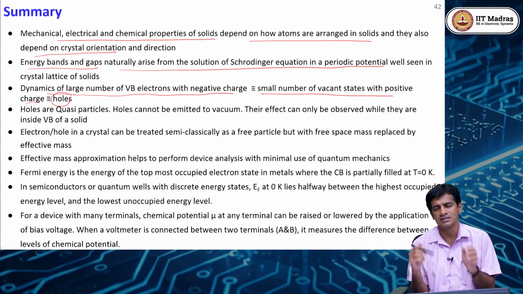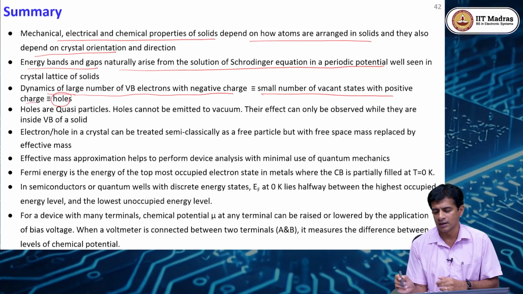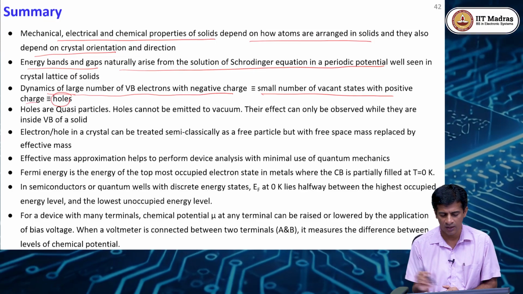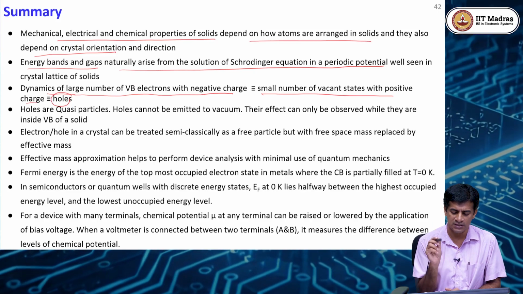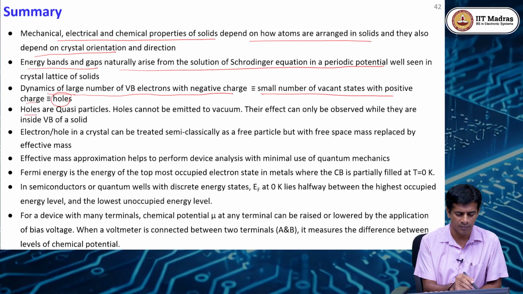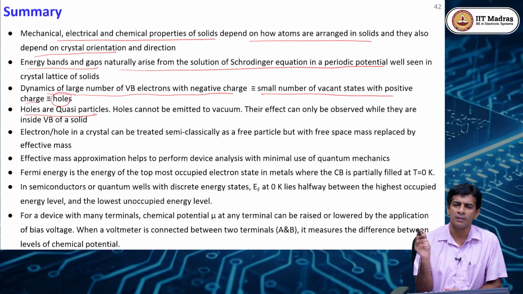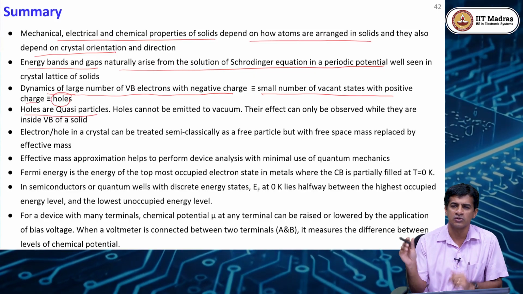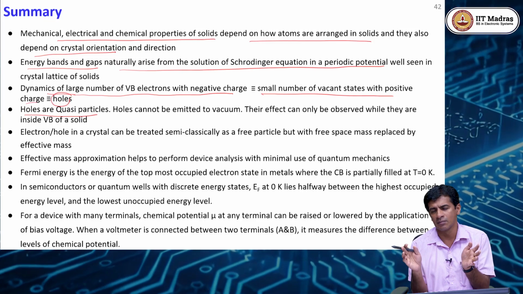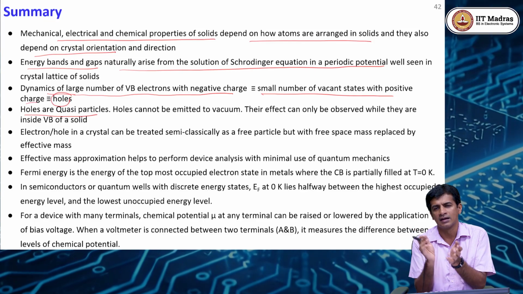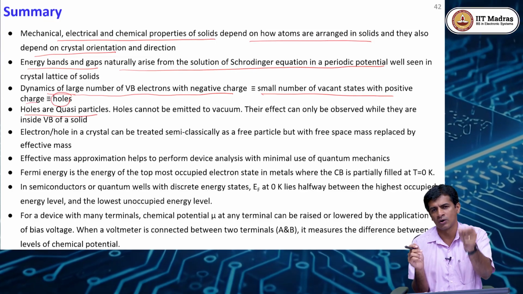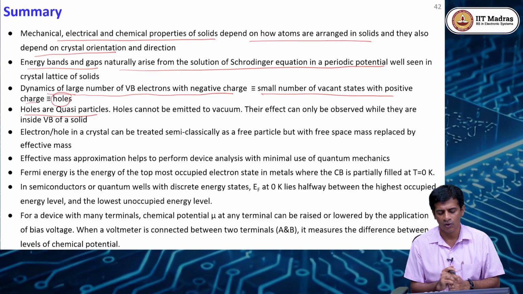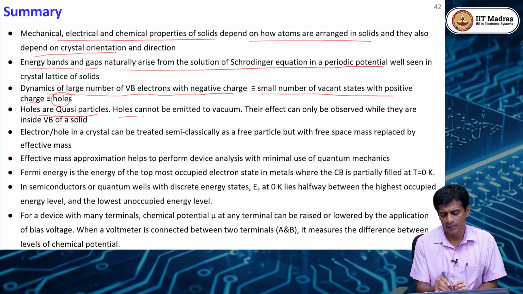So then it is easier to track a smaller number of particles rather than a large number of particles. So we call those particles holes. You have to always keep in mind that holes are quasi-particles, right? Suppose you have a very sophisticated weighing balance that can measure the mass of an electron. It's not possible for you to put a hole on the balance and see what the weight of the hole is. That is because holes cannot be emitted into vacuum.